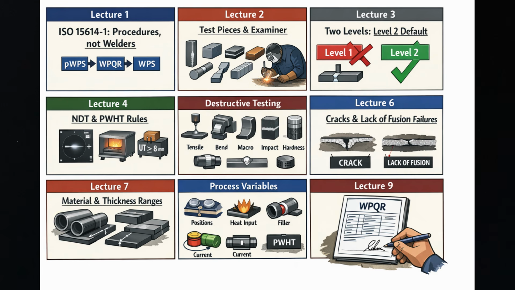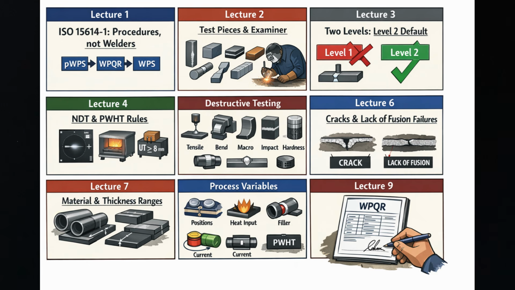Lecture 5. 5 destructive tests: tensile, bend, macro, impact, hardness. Each with specific acceptance criteria. Lecture 6. Cracks and lack of fusion are absolute failures. Structured retesting provisions for all test types.